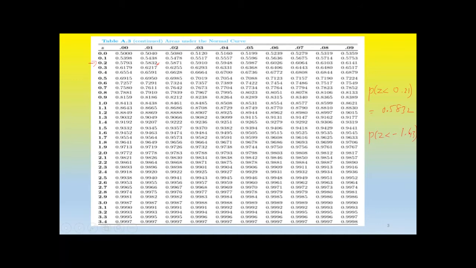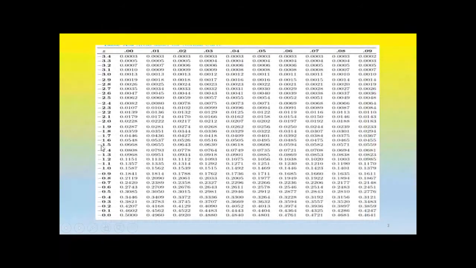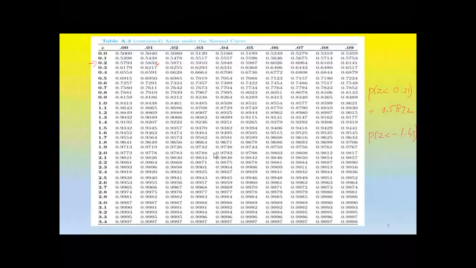Go to the negative page. Where is negative 1.4? Negative 1.4 comes here. The next value is 0.03, so this column is 0.3. It is 0.0764. So we will write it next: 0.0764, which is here. Subtract this one from this one. That will be your answer.